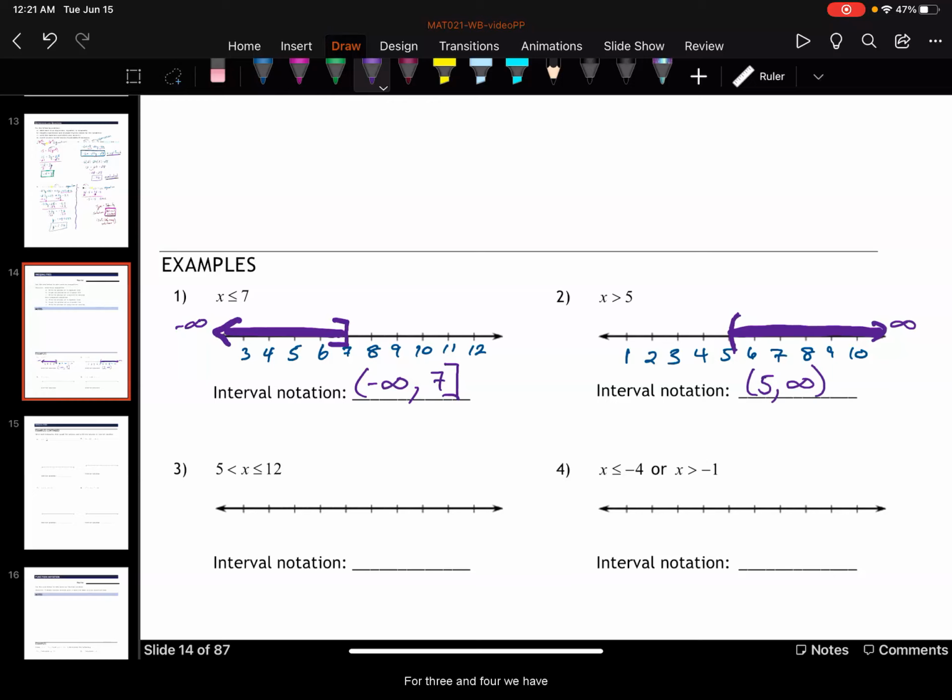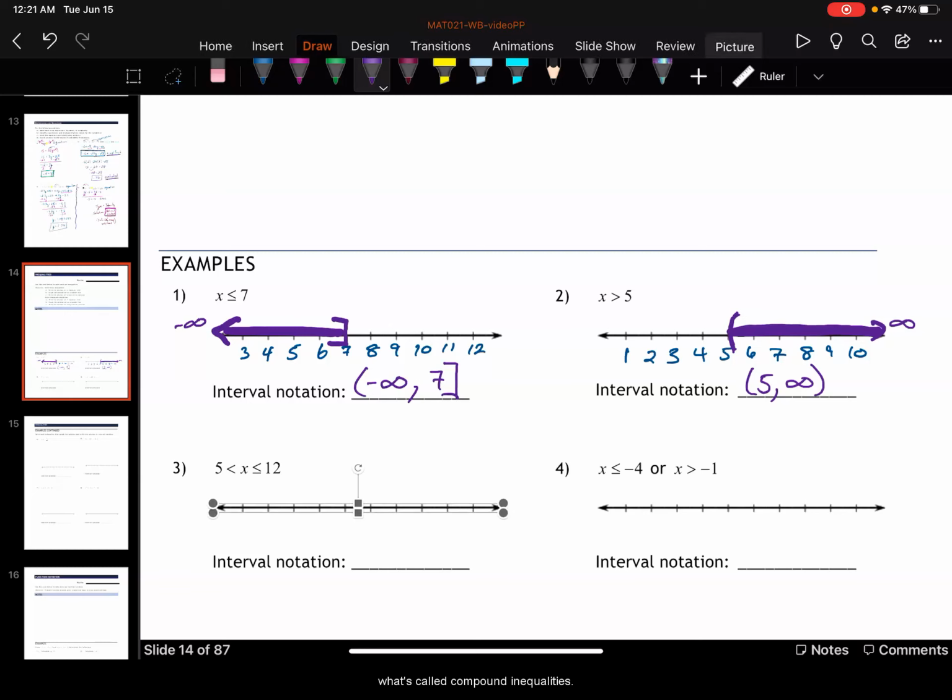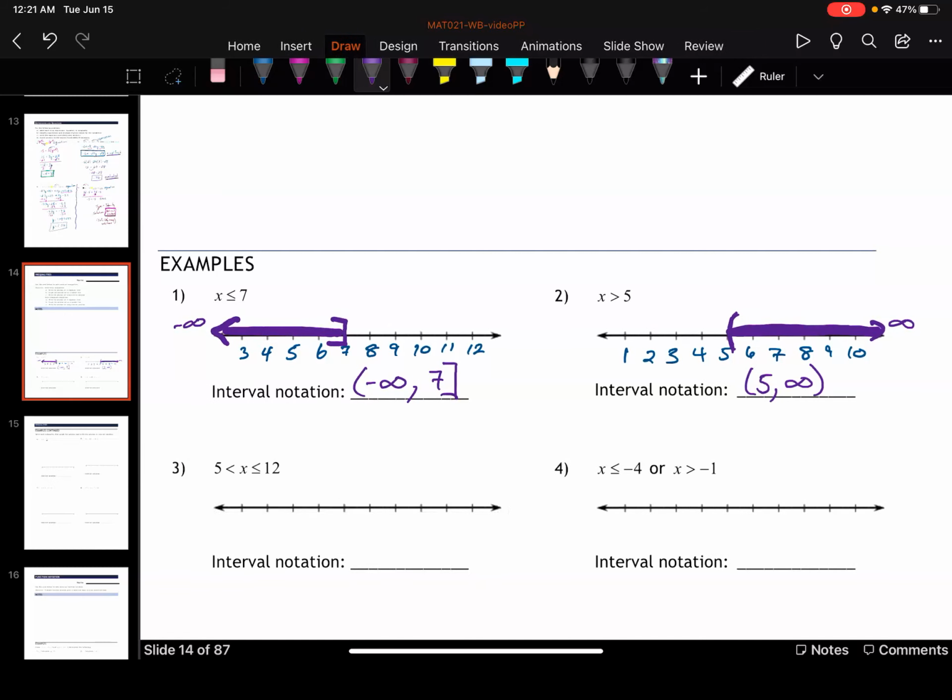For 3 and 4, we have what's called compound inequalities. So for number 3, we have 5 is less than x is less than or equal to 12. Now the thing you need to remember about compound inequalities is you really should read from the x. Okay, now I'm going to go ahead and put some numbers on here. Since we have 5, I'm just going to start with 4, 5, 6, 7, 10, 11, 12, 13. Yay, it fits.